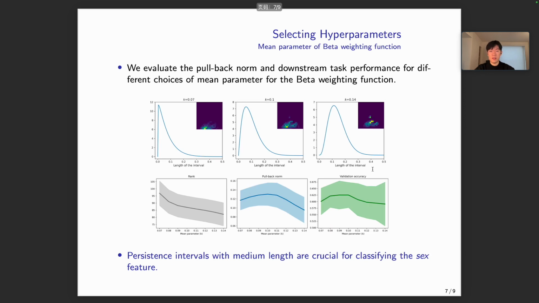Finally, we focus on the weighting functions for persistence images. We'll introduce the beta weighting functions as shown in the slides. This type of weighting function can enable us to highlight persistence intervals with different length by tuning the mean parameter for the weighting function. So for different choices of the mean parameter, we evaluate the pullback norm of the gradient vector field of the sex feature, as well as the performance of the logistic regression model. We again observe a strong correlation between these two quantities.